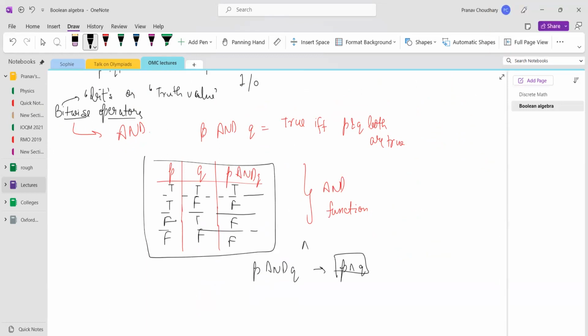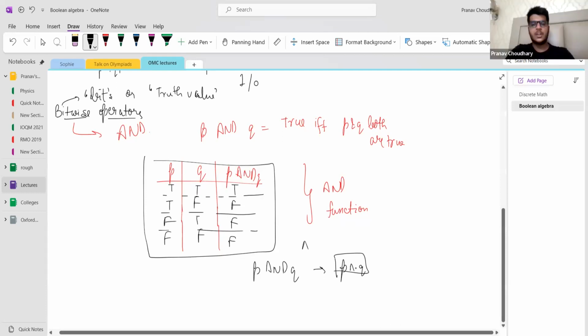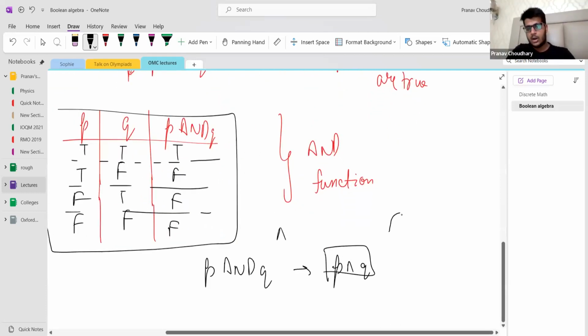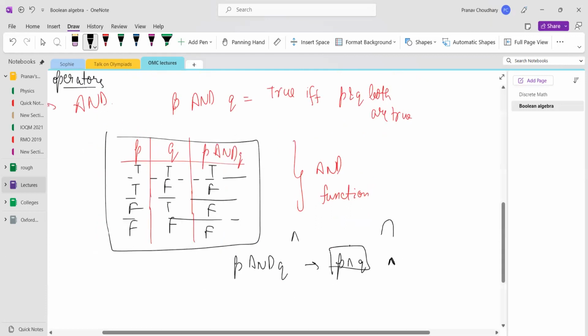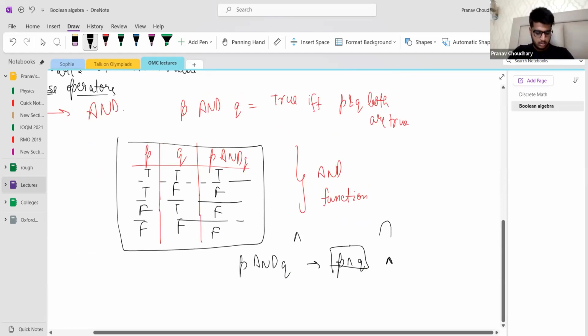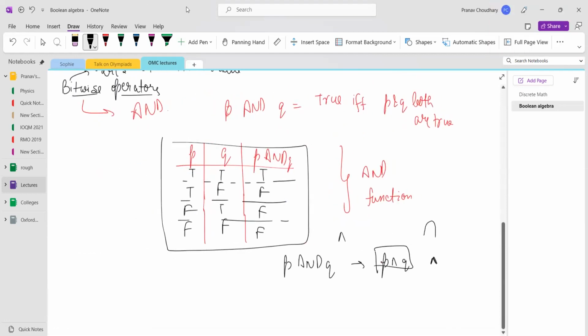Wait, is the notation the intersection symbol? No, this is not intersection. Intersection is an inverted U, right? But this is like a pointed arrow symbol. Oh, okay. Yeah. Is that clear? Okay, I assume you do not have any questions. There's a message.